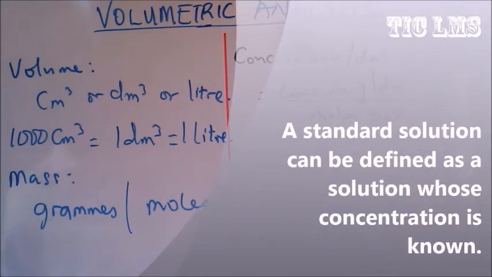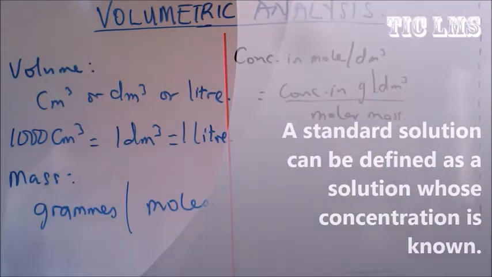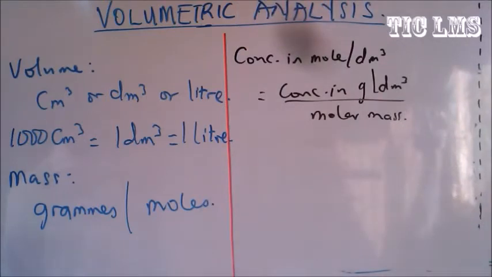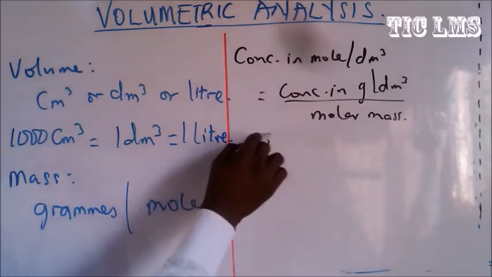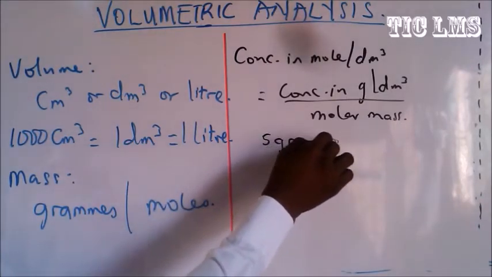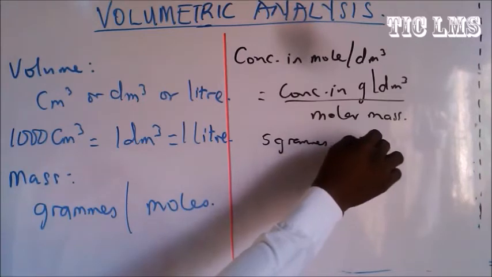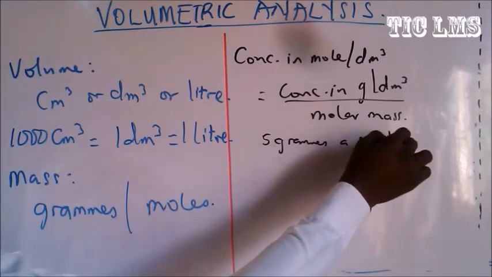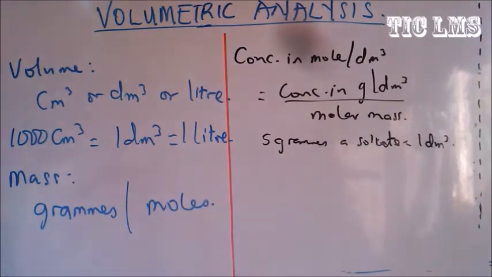A standard solution is a solution whose concentration is known. For instance, if you're told that you have 5 grams per dm cubed, it means that you have dissolved 5 grams of a solute in 1 dm cubed of a solvent. That is what it means. Or you may be given something else. It may not be 1 dm cubed all the time as far as we're talking about standard solution.